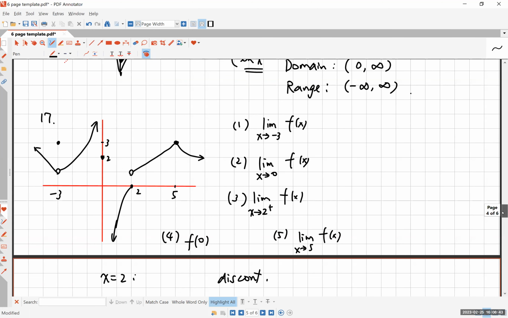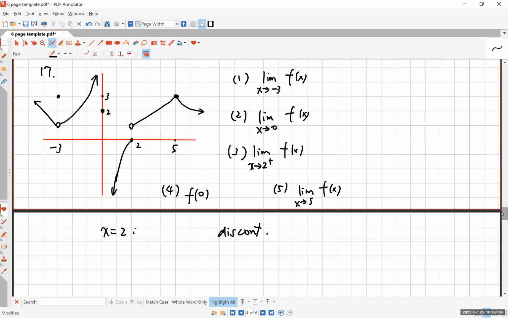All right, now number 17, you see a graph. I copied sort of a hand-drawn version of that graph right here. And let's answer these 5 or 6 questions here. The first question under number 17 asks what the limit is of f(x) as x approaches -3.